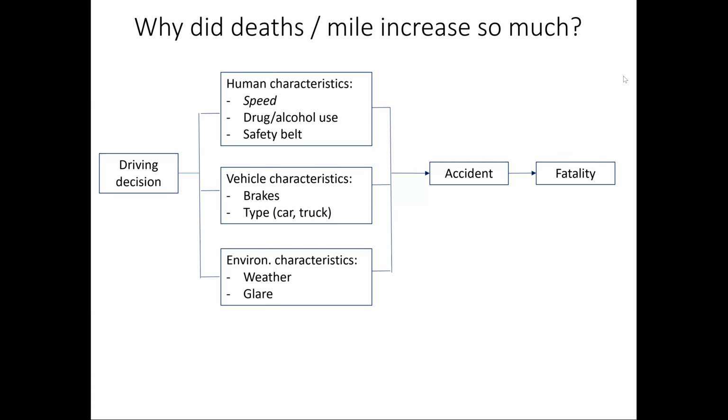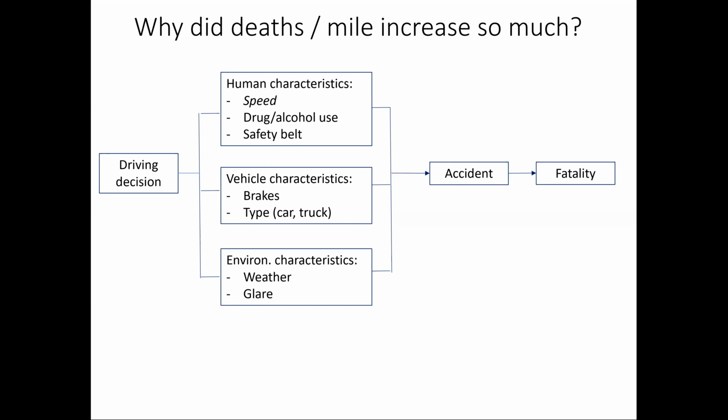Okay, so that then leads me into the second part of this, which is why did deaths per mile increase so much. The model that I have loosely here is that someone makes a driving decision, that is, they want to drive or they have to drive for work. Then there are a few characteristics that influence the accident probability. They typically get divided into three groups. There's human characteristics, one of which is speed. That's obviously the one that I'm going to focus on more. But there are things like drug and alcohol use, safety belt use, and so on.